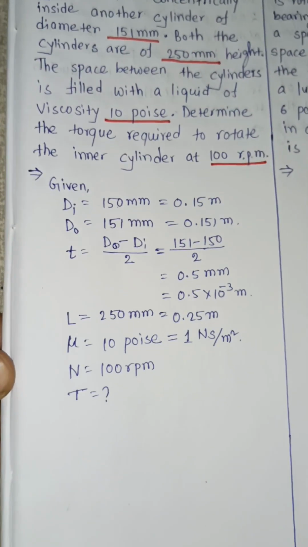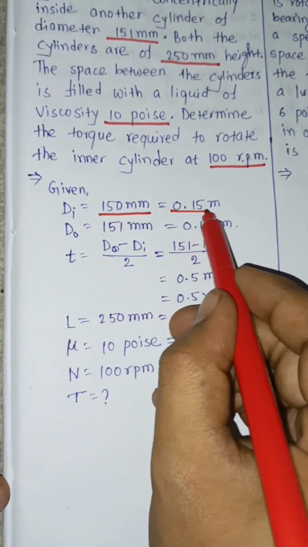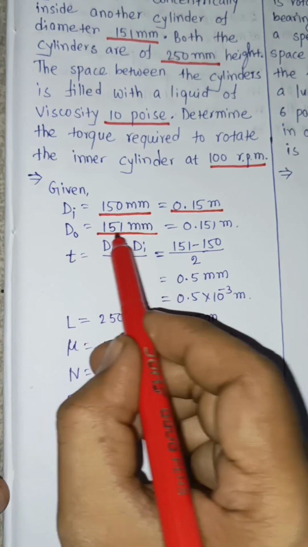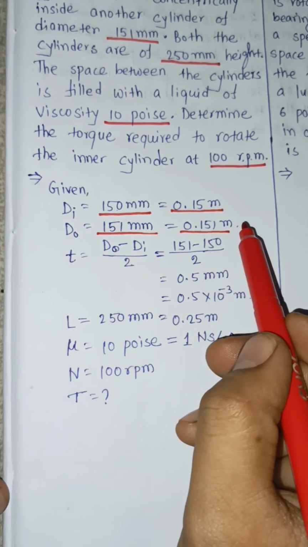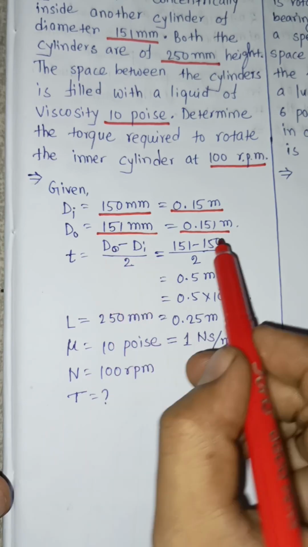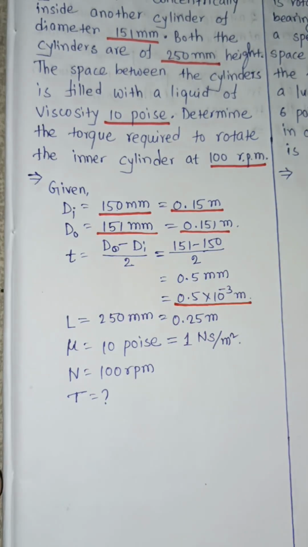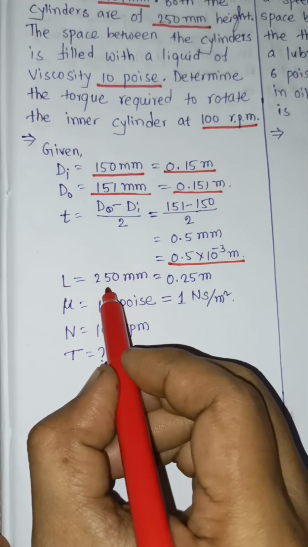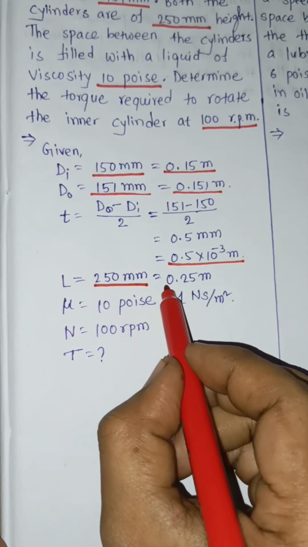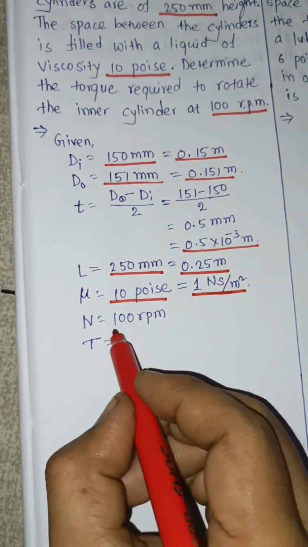So what is given in this question? Given inner diameter is equal to 150 mm, that is equal to 0.15 meter. Outer diameter is equal to 151 mm, that is equal to 0.151 meter. If you want to calculate the thickness, that is outer diameter minus inner diameter by 2. So 151 minus 150 divided by 2, that is equal to 0.5 mm, that will be equal to 0.5 into 10 to the power minus 3 meter. Length of the cylinder is given, that is 250 mm, that is equal to 0.25 meter. Viscosity is equal to 10 poise, that is equal to 1 Newton second per meter square. RPM is 100 RPM, that is given.